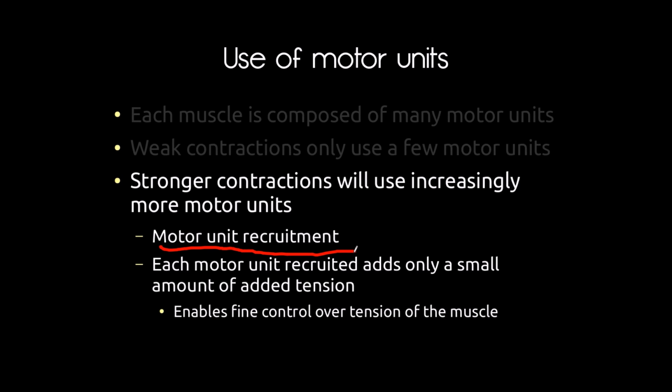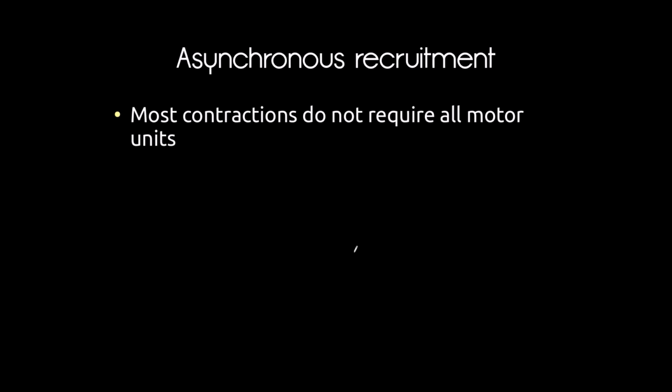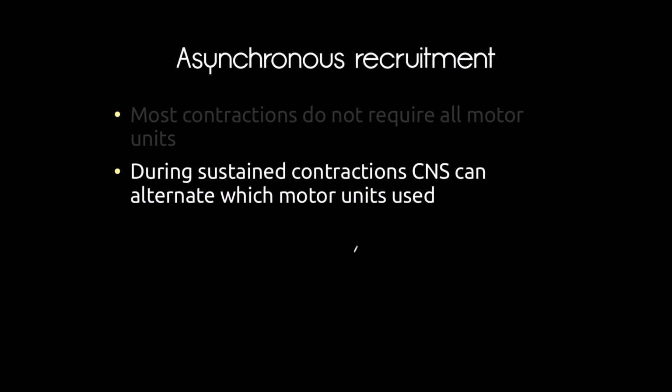Now, there's another thing going on here: we also have what's called asynchronous recruitment. Most contractions that you have going on at any time in a muscle are not going to require all of the motor units. It's just going to require some subset. It's very rare that you have a contraction that's going to require all the contraction force that's absolutely available to you in that muscle. Now, during sustained contractions, the central nervous system can alternate which motor units are used.